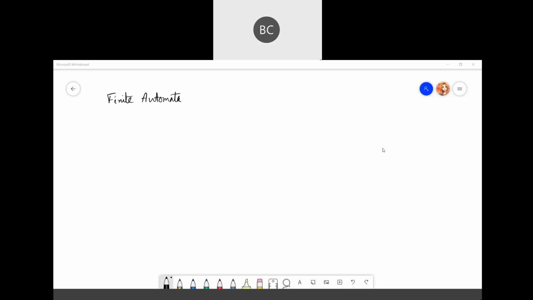Okay, so language is nothing but a collection of strings. So with the help of automata, we check whether a particular string is accepted by the machine or not. If the string is accepted, then the language is accepted too.